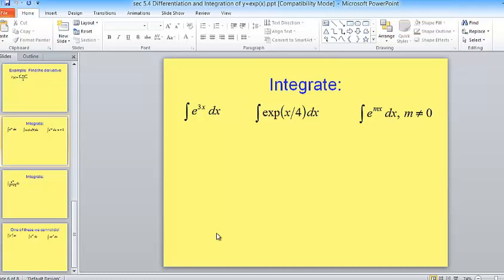Well, that's a good guess. But we're not going to use logs. No logs here. Don't need it. Nope.